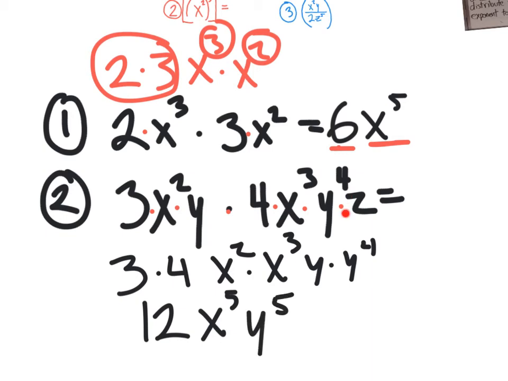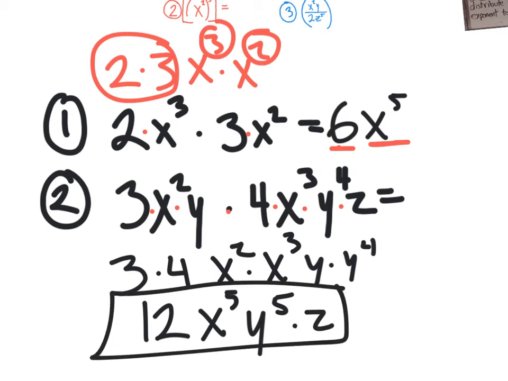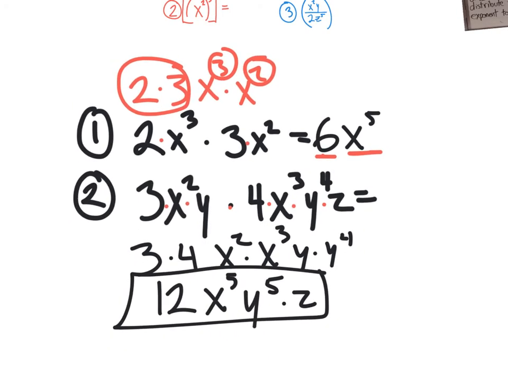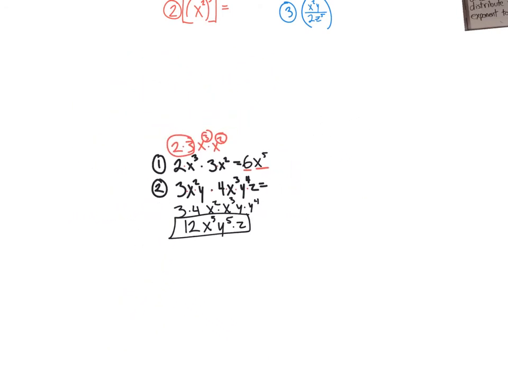And then last but not least, we have a z at the very end. So let me put down a times z at the very end. And that's my final answer right there, guys, for number 2. 12x to the fifth, y to the fifth, z. That is all on rule number 1. I hope you guys understand that.